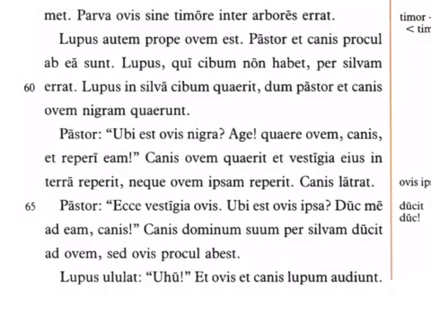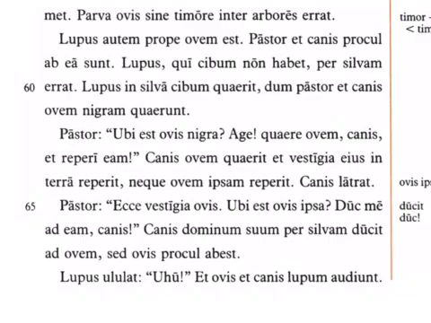Then pastor, the shepherd, says, Ecce vestigia ovis, look, the tracks of the sheep. Ubi est ovis ipsa, where is the sheep herself or itself? Duc me ad eam, canis, lead me to her or to it, dog. Canis dominum suum per silvam ducit, the dog leads, ducit, his master, dominum suum, through the forest. Ad ovem, to the sheep. Sed ovis procul abest, but the sheep is far away.